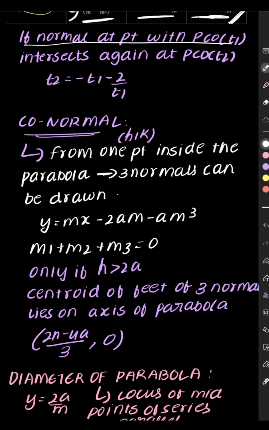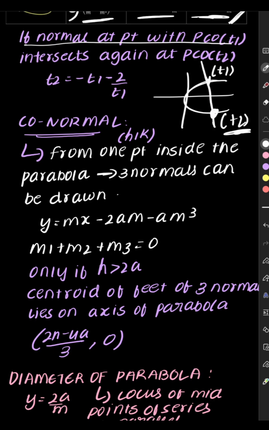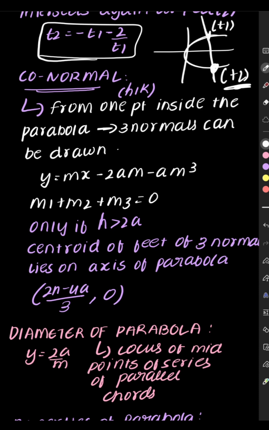If normal at a point, so basically let's say I have this parabola at parametric coordinate t1. I drew a normal. Now it intersected the parabola again at a parametric coordinate t2. Now the relation between t2 and t1 can be given as follows. t2 is minus t1 minus 2 by t1.